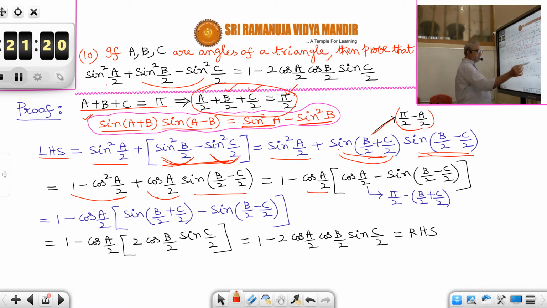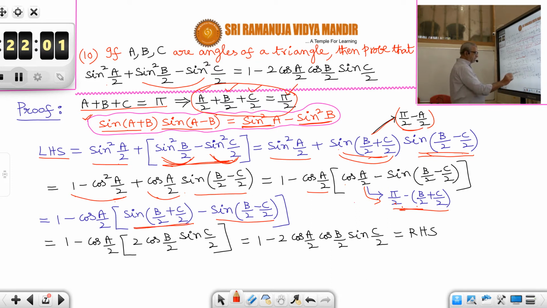In the bracket I get cos A/2 minus sin(B/2 minus C/2). But what about this A/2? Since A/2 plus B/2 plus C/2 equals pi/2, therefore A/2 equals pi/2 minus (B/2 plus C/2) in the bracket. So cos(90 minus theta) is sin theta. In the next step it becomes sin(B/2 plus C/2). So already minus sin(B/2 minus C/2) is there in the bracket.